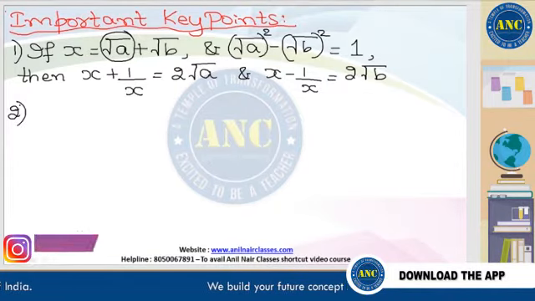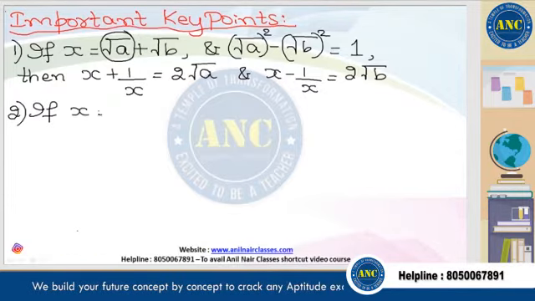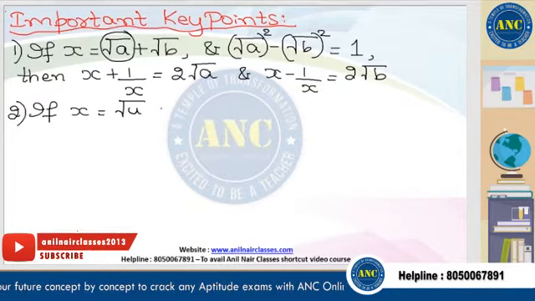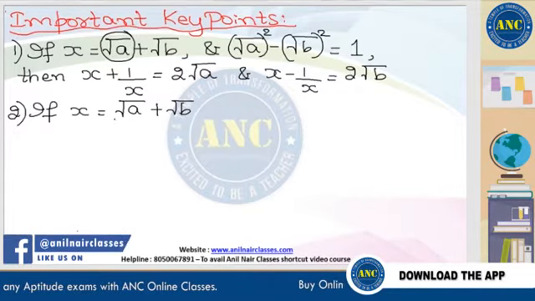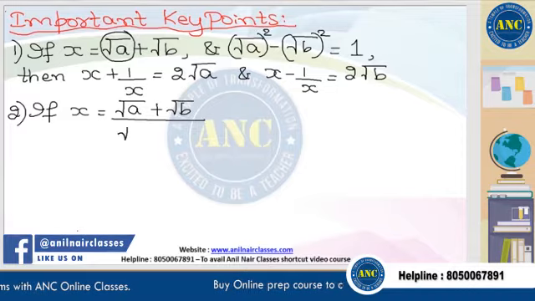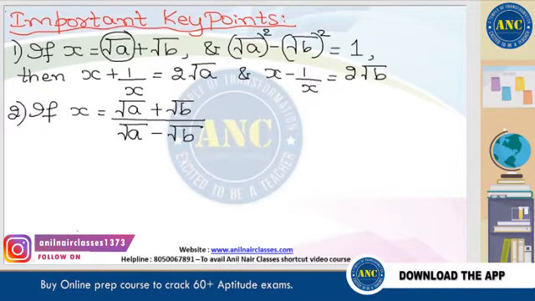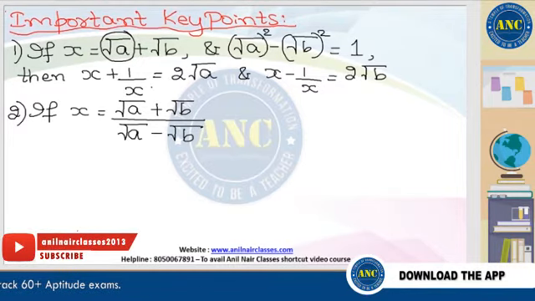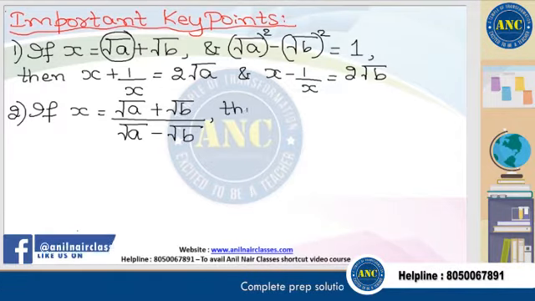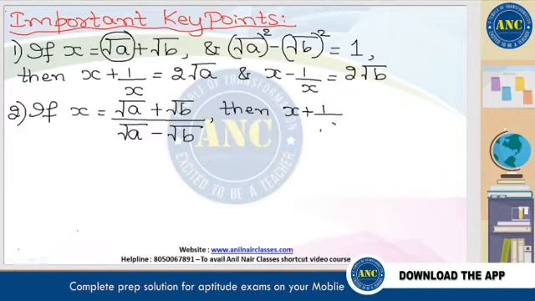Next, instead of just writing in the first key point x is equal to root a plus root b, that means it only has the numerator. What if I have the denominator, and the denominator is of the form root a minus root b? That means if x is equal to root a plus root b divided by root a minus root b, then I can easily find x plus 1 by x using this notation.